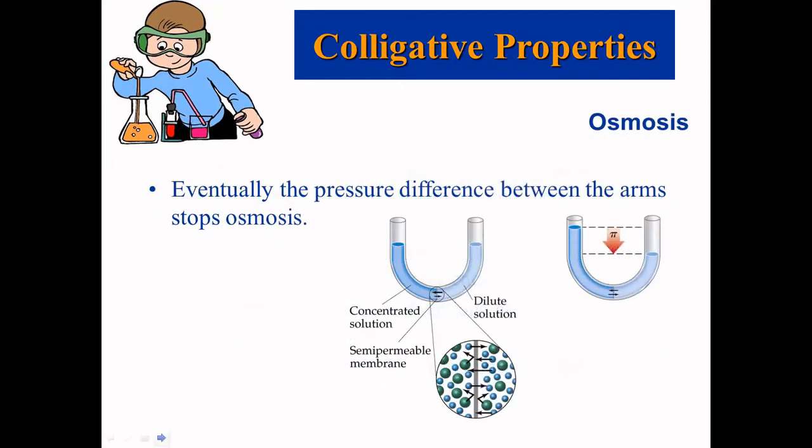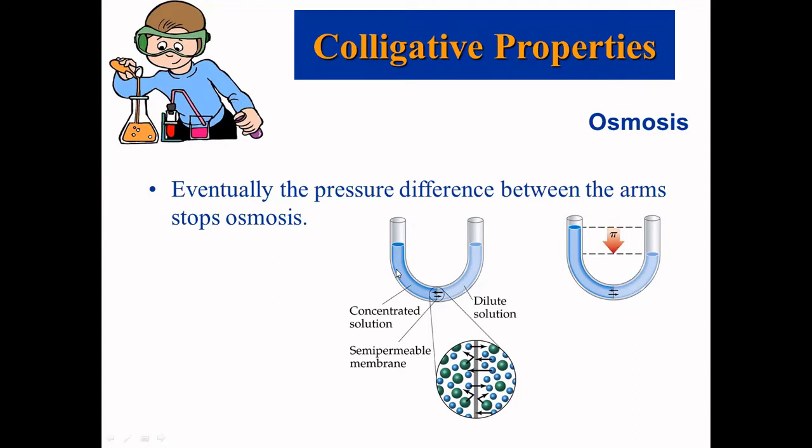What controls, or when will this particular condition stop? So eventually, the pressure difference between the arms stops osmosis. If there is no more pressure difference between the arms here, then there won't be any movement from the dilute solution to the concentrated solution side.